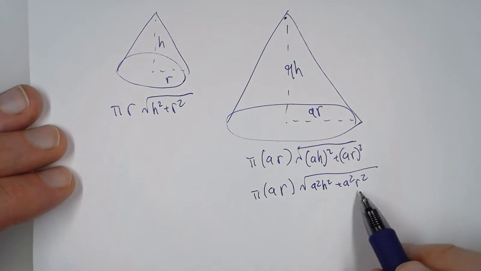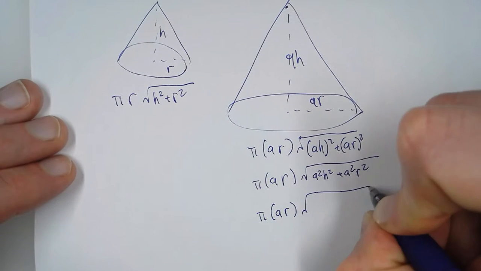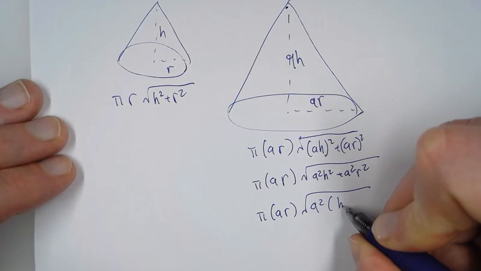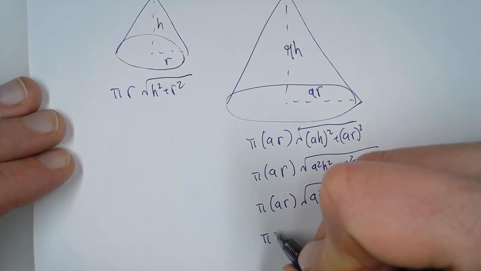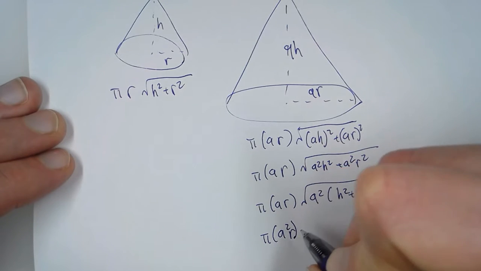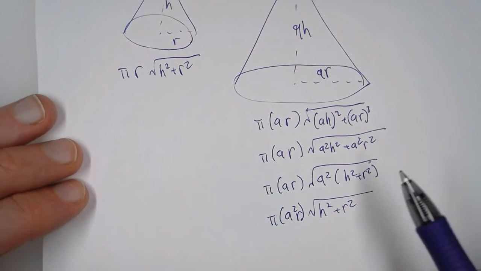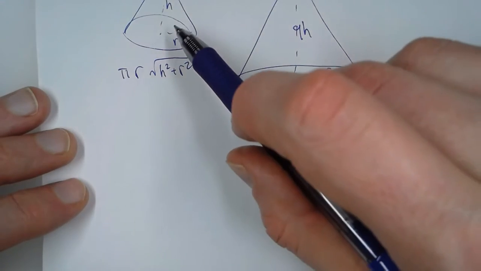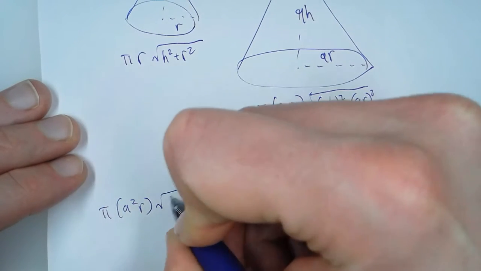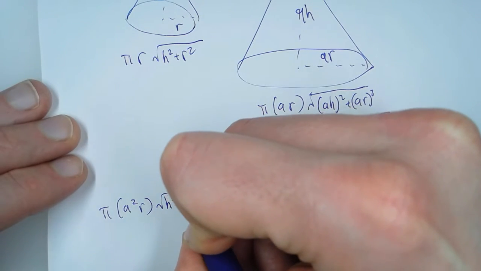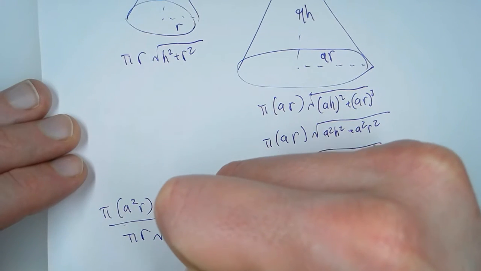Now both of these have an a squared in common. So when we factor that out, we get h squared plus r squared, and we can take that a out. So we have a squared times r times the square root of h squared plus r squared. So when we take the ratio, we have pi a squared r times the square root of h squared plus r squared all over pi r square root of h squared plus r squared.